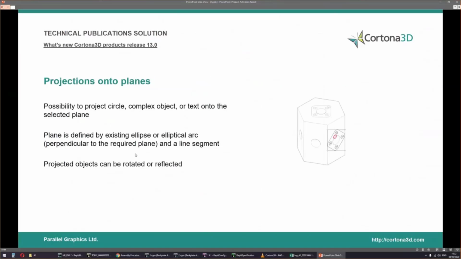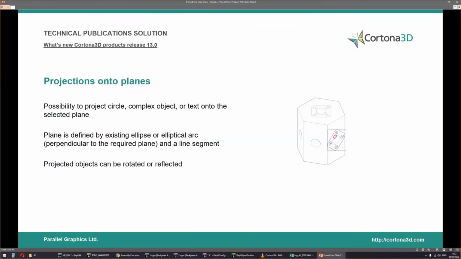Now another major feature, once again, sorry for repeating myself, quite commonly used words in this webinar. So that's a possibility to project various objects onto selected planes. And we're talking about axonometric projection, of course. Now, to do that, you already need an existing ellipse or elliptical arc and some kind of line segment. And this way, the projection will be executed.